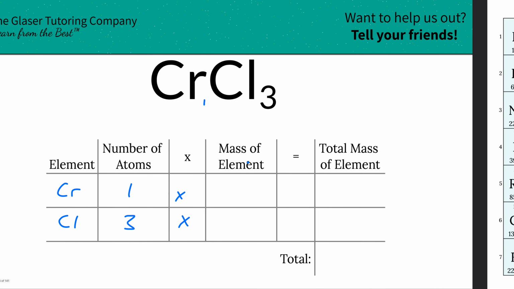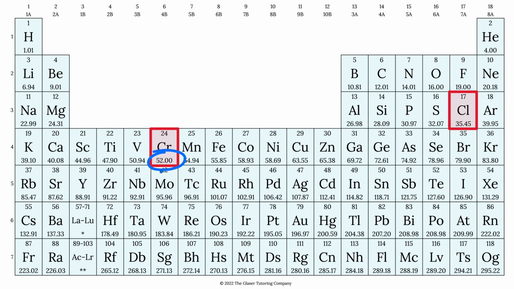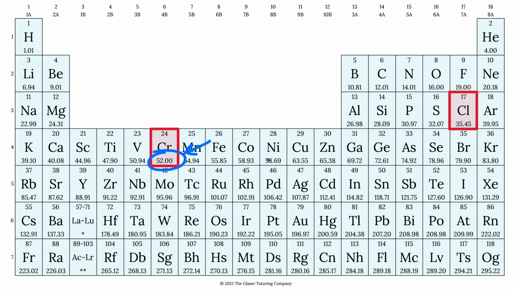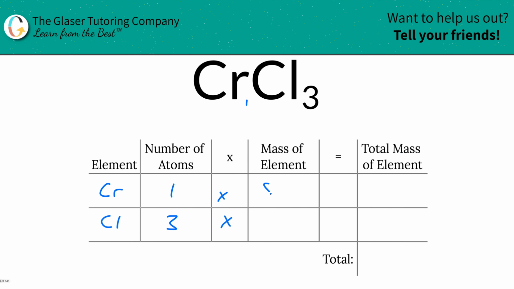Mass of the elements. We're going to go to the periodic table. Let's take a look. So we have chromium over here, and it's 52, and chlorine is 35.45, right? So why don't we just simply write those down now? So 52 for chromium, and chlorine, 35.45.